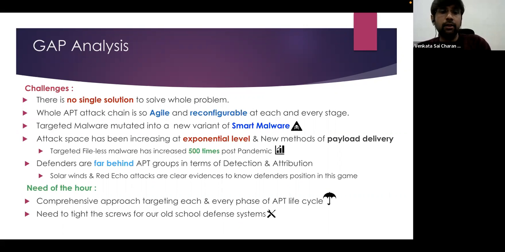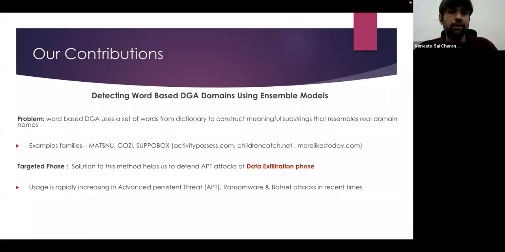After identifying all these things, I will give a glimpse of what we are actually doing at IITK. My work is mainly on this data. I try to target different life cycle phases of APT. My first work is on identifying malicious domains that work in the data exfiltration phases. These malware payloads communicate with the command and control server by using a simple domain name like activityprocess.com, or morelikestoday.com, or manygoodnews.com.